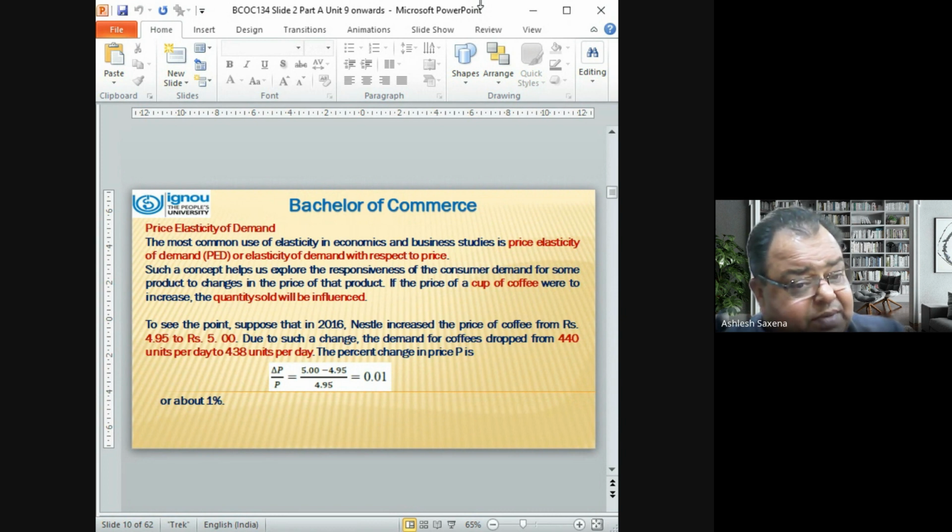So what is the change? Delta P upon P will be what? What is the price change? The price change is 5 minus 4.95. And what was the total price? The actual price initially was 4.95. It becomes 0.01, which is almost 1%.